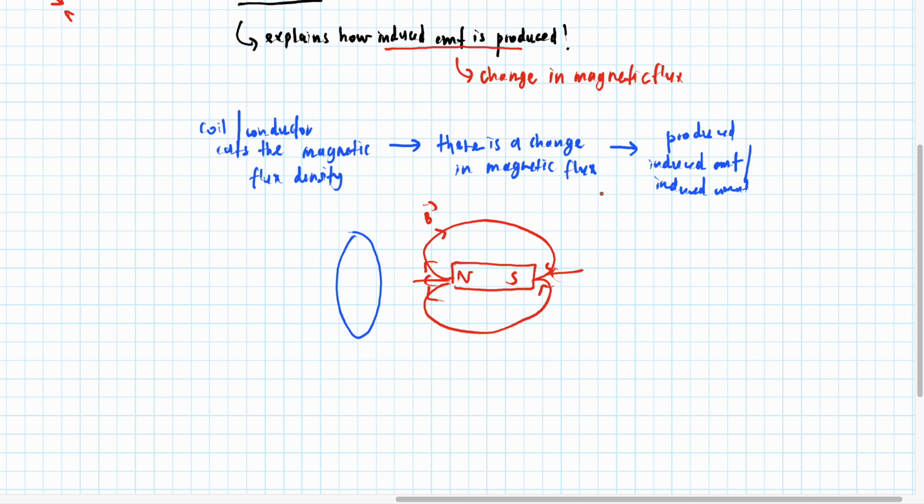So bila dia cut magnetic field lines, so kita kena ingat balik, magnetic flux equals BA cos theta. So bila your magnetic field berubah, automatically your magnetic flux pun akan berubah. So bila your magnetic flux berubah, dia akan produce induced EMF.